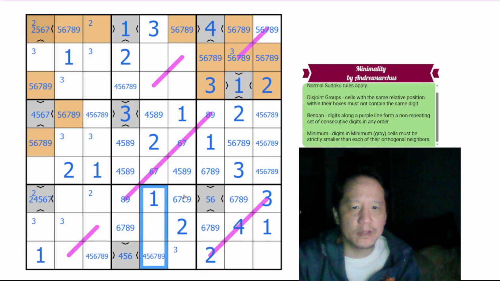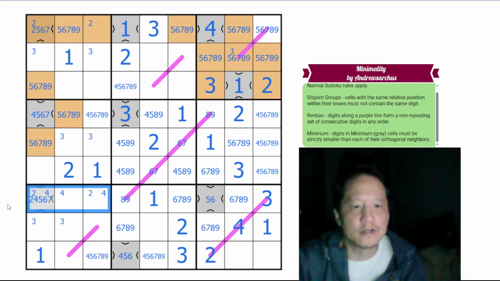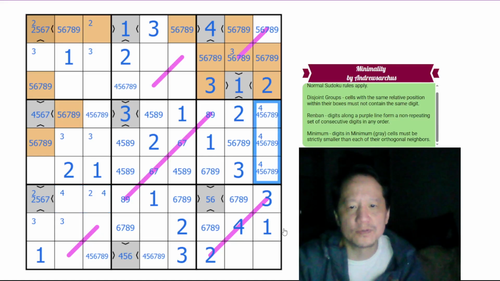3 cannot be here and cannot be here, so 3 has to be here. Okay. 3 can't be here. So 3 is one of these two, 3 is one of these two, 3 is one of those two. We have to have a 4 be one of these cells there. This cannot be 4 here. So 4 is one of those two. 4 is one of those 3.